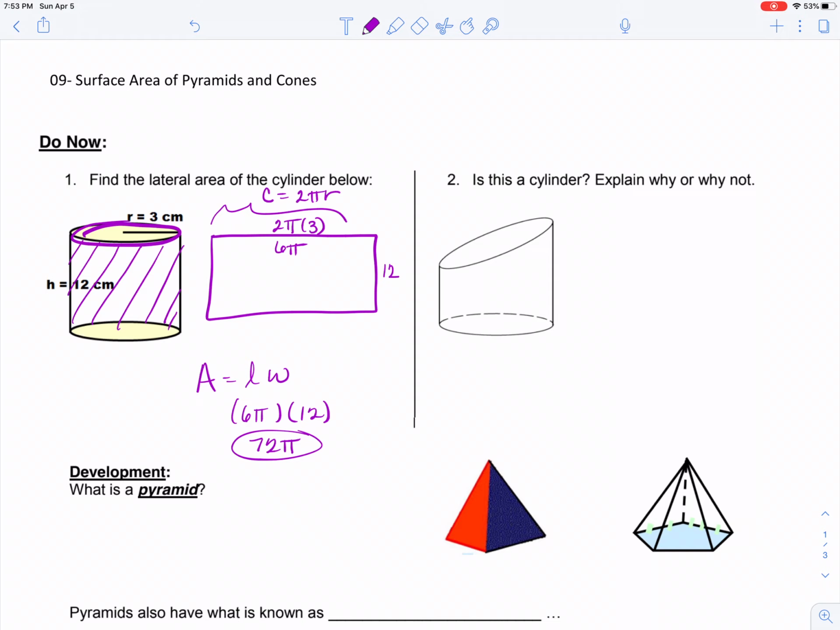For number 2, is that figure a cylinder? Well, it does have a round base on the bottom, and it does have a round base on the top, but since they are not parallel bases, it is not a cylinder. So no, because the bases are not parallel.